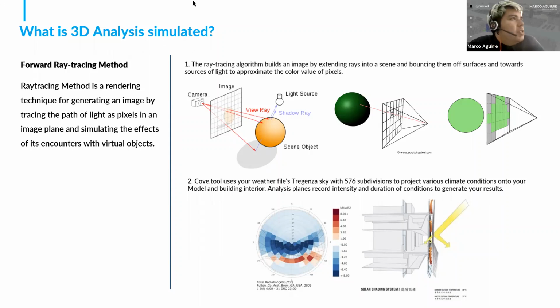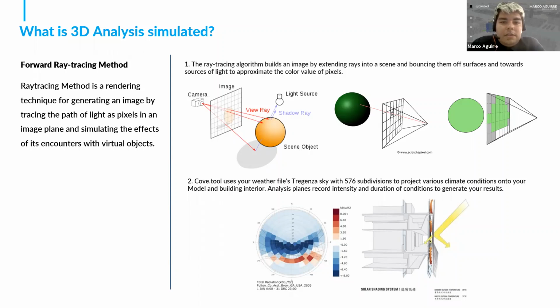Yeah, and I think there is a case study in our help articles showcasing Cove Tool versus what was the old Radiance tool, the one before ClimateStudio. You can check that out.